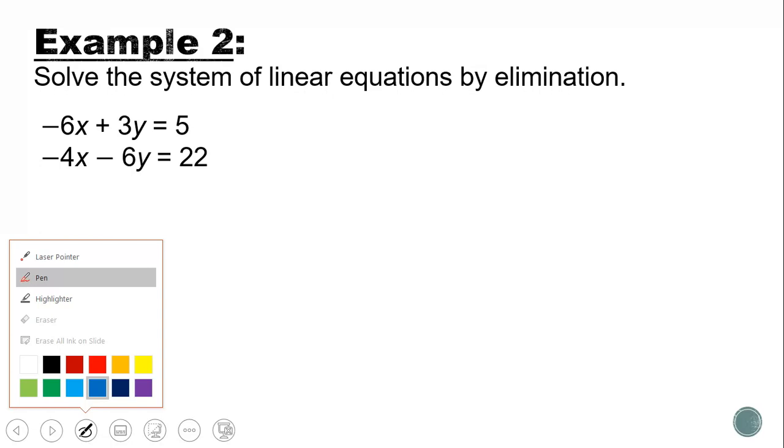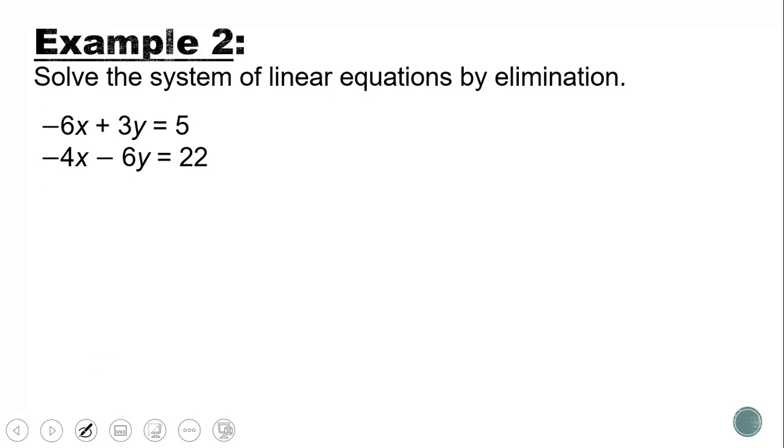So if I see negative 6 and negative 4, there's nothing too easy right away that jumps out to me. Maybe to you there is, but not to me. But if I see I have a positive 3 and a negative 6, I know I can take my entire top equation and multiply everything by 2. Why am I multiplying by 2? Because when I multiply by 2, my 3y is going to become a positive 6y, and then I'll have opposite coefficients. So my new top equation is going to be, and I have to multiply that 2 times everything, negative 12x plus 6y, and don't forget to multiply it times the right side as well, is equal to positive 10.